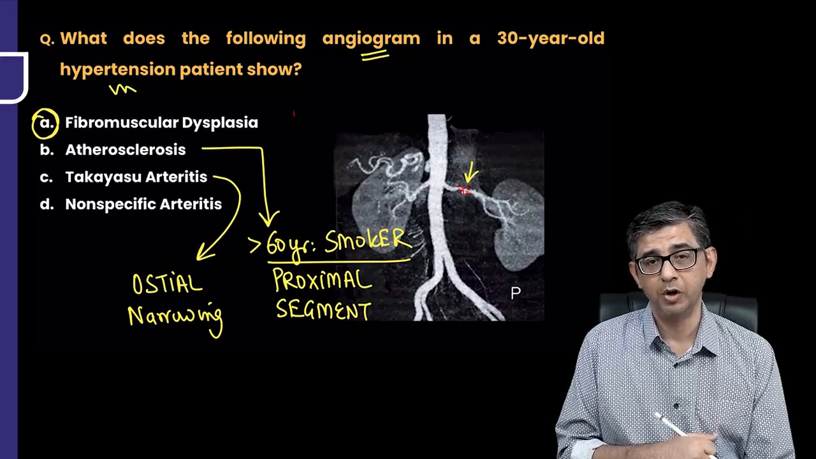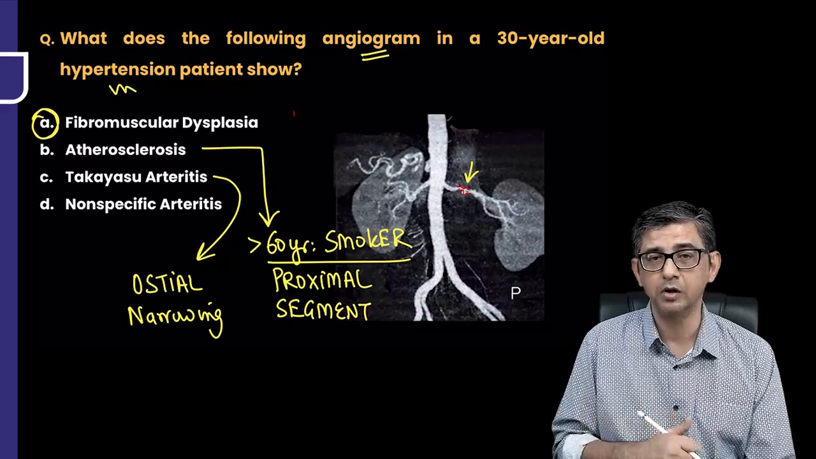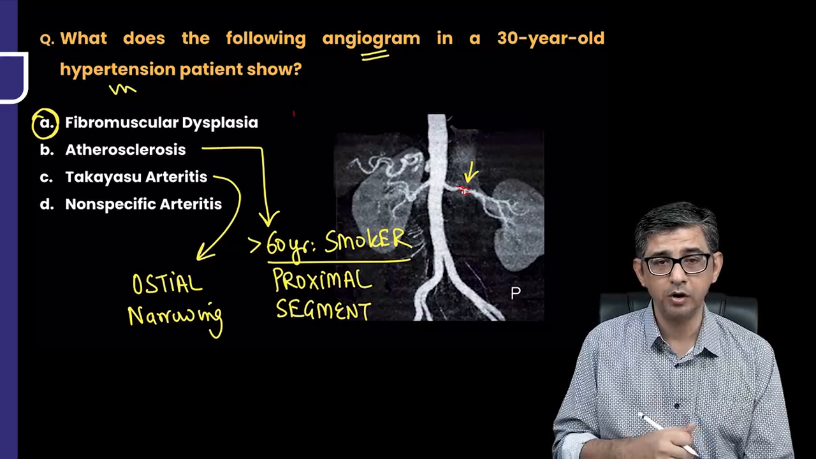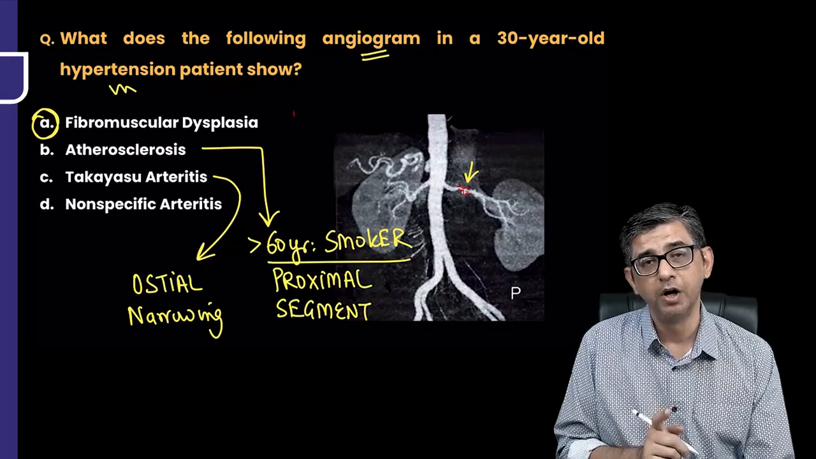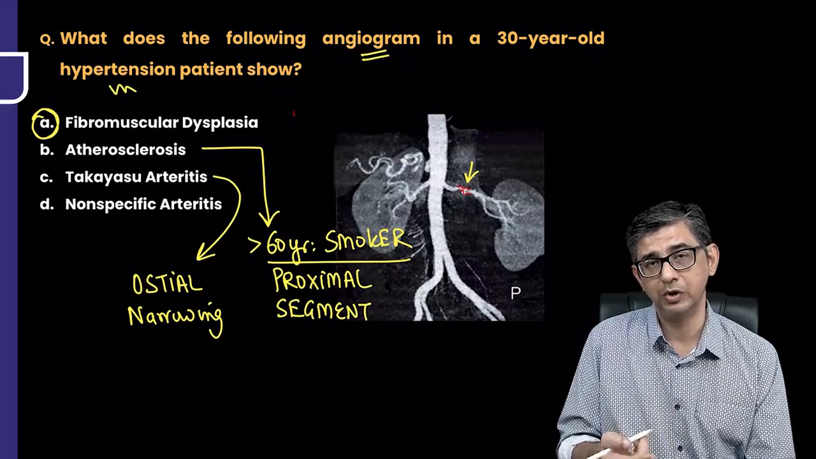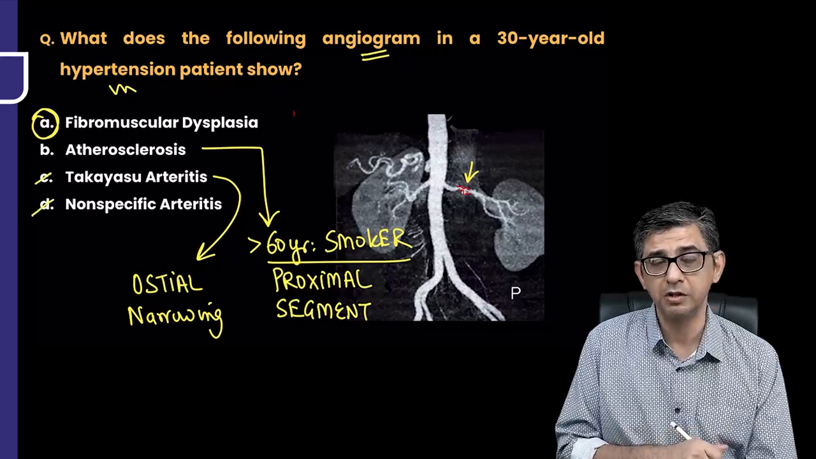though it's a relatively rare diagnosis for renal artery stenosis, especially from an Indian perspective. Because in India, most of the time, if it's a very old man, it's going to be atherosclerotic narrowing, or it's going to be Takayasu's arteritis. And non-specific arteritis is an alternative term to describe Takayasu's arteritis only.